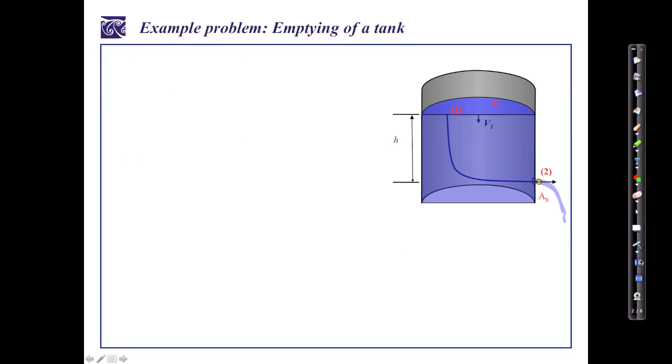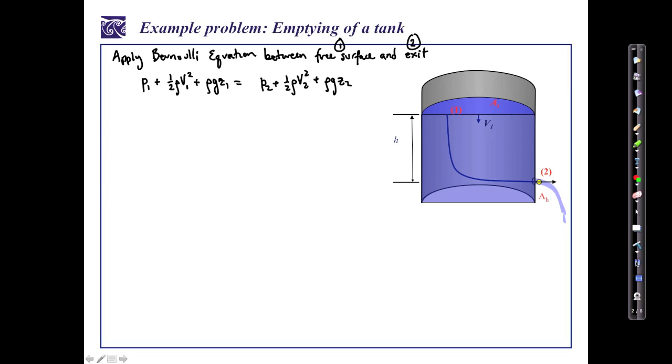Okay, now that we have moved on to solving the problem, after a preliminary discussion, the first step is to apply Bernoulli's equation between the free surface and the exit, where the free surface is point 1 and the exit is point 2. So writing that out, we have P1 plus 1/2 rho V1 squared plus rho g z1 is equal to the similar terms at position 2. So now we'll walk through each one of these in turn and figure out how to simplify this.